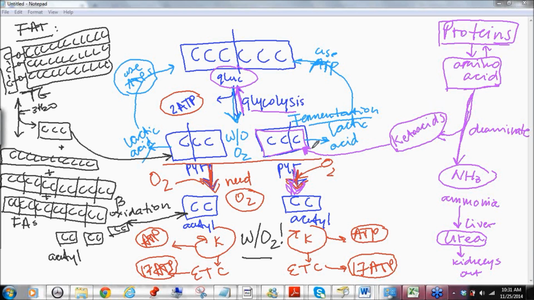But overall, amino acids can be used for anything. You can turn amino acids into glucose, which you cannot do with fat. You can turn amino acids into energy, so make ATPs. Or you can take amino acids and turn them into fat. So in the end, too much amino acids can also make you fat. All right. So glucose can be turned into fat. Amino acids can be turned into fat. Fat can only be used for energy. That's the only thing you can do with fat.